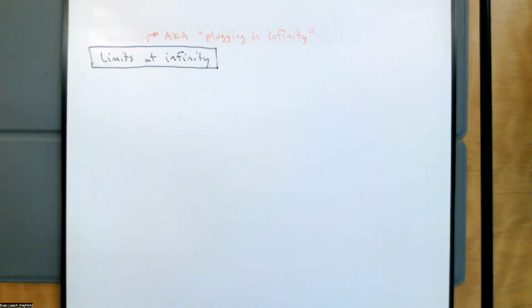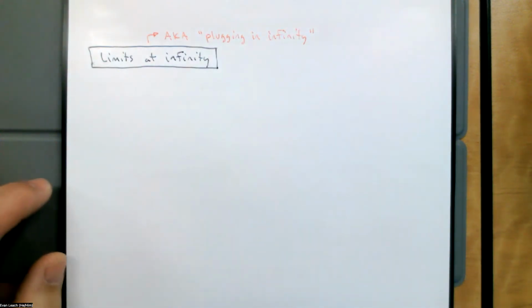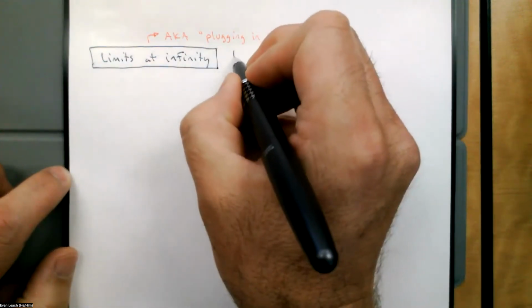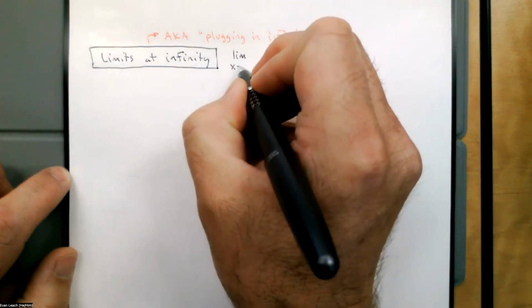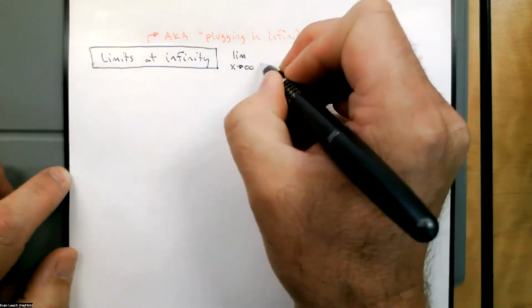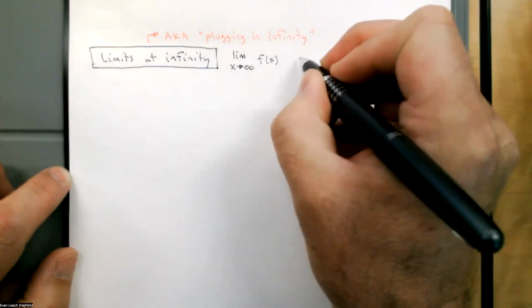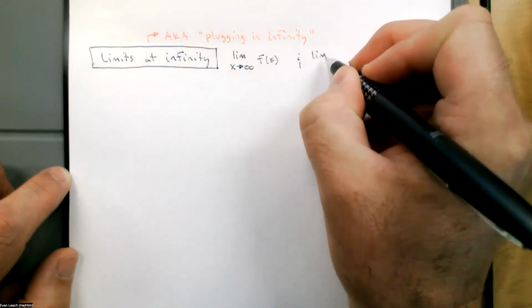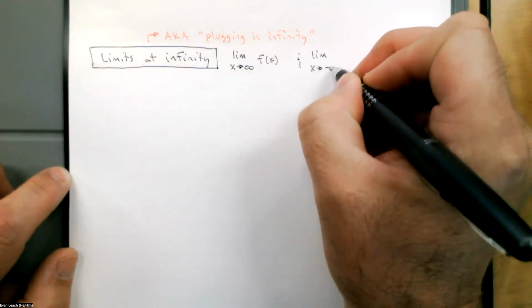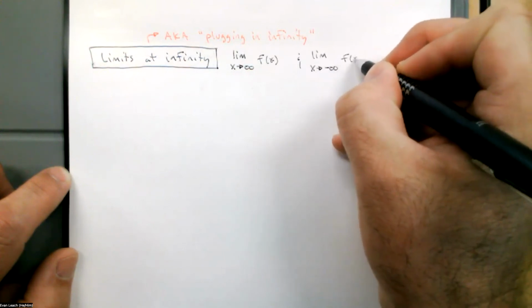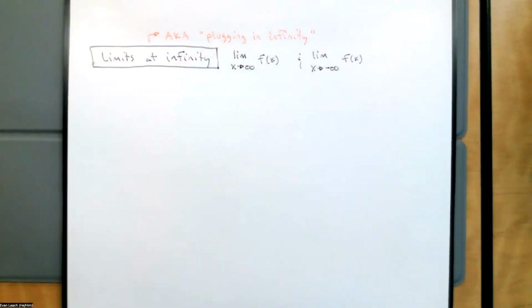So the limits that we're talking about here are things like the limit as x goes to infinity of f of x, and the limit as x goes to negative infinity of f of x. What we're looking for here are horizontal asymptotes.